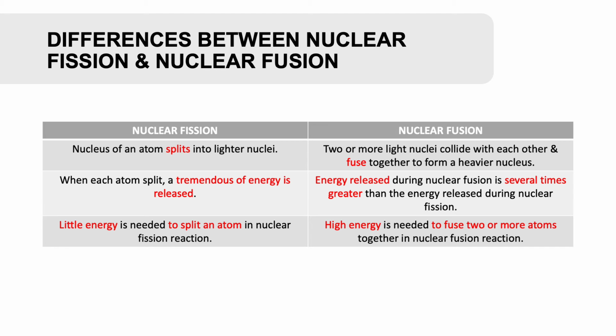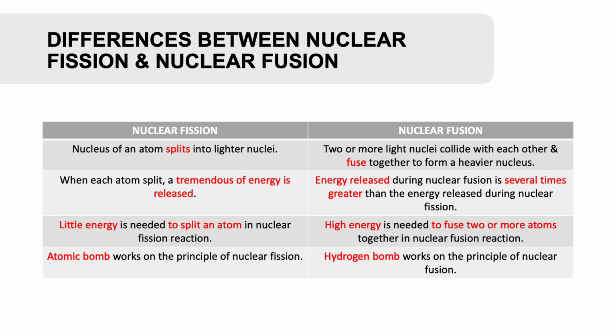Next, in nuclear fission, little energy is needed to split an atom, while in nuclear fusion, high energy is needed to fuse 2 or more atoms together. Now, talking about the application of this nuclear reaction, you should know that the atomic bomb works on the principle of nuclear fission, while the hydrogen bomb works on the principle of nuclear fusion.